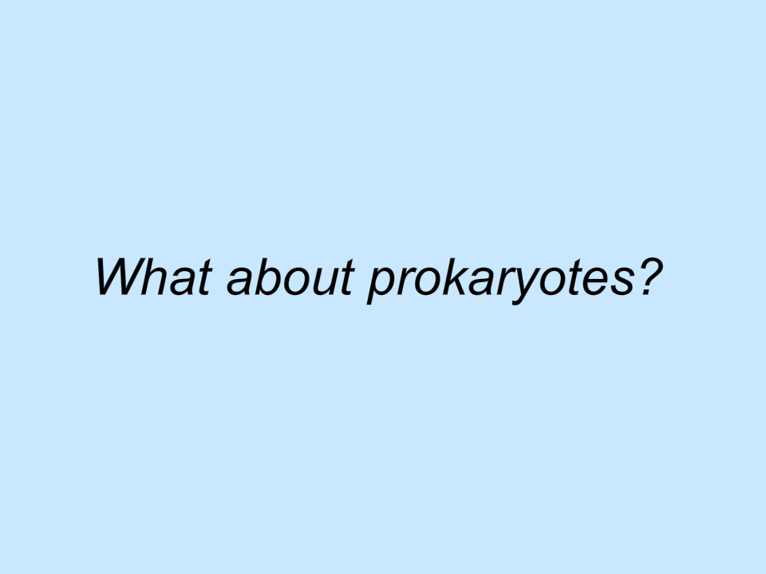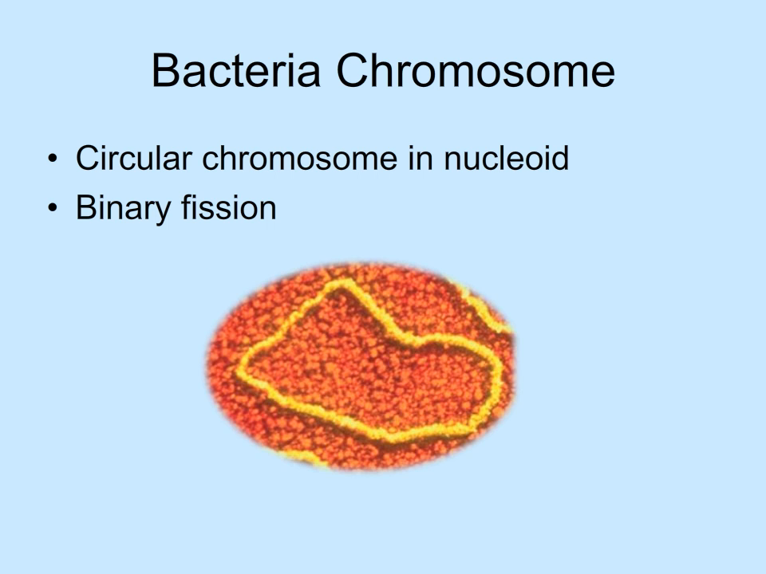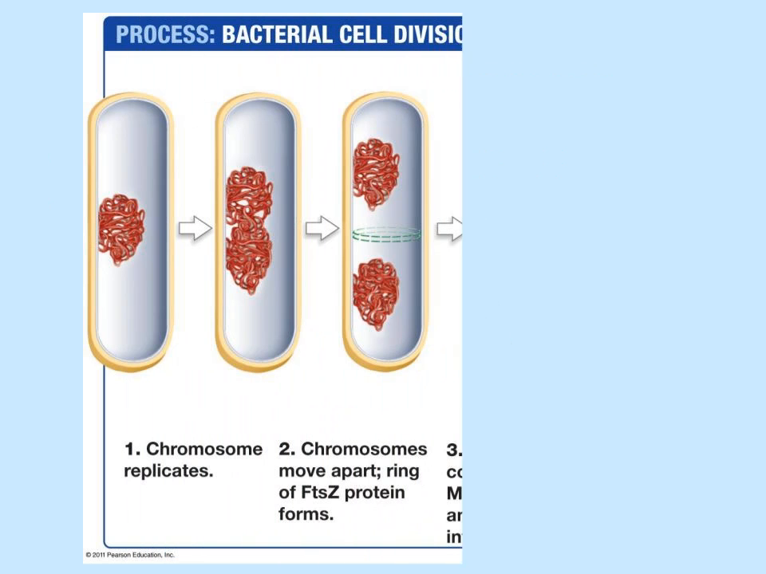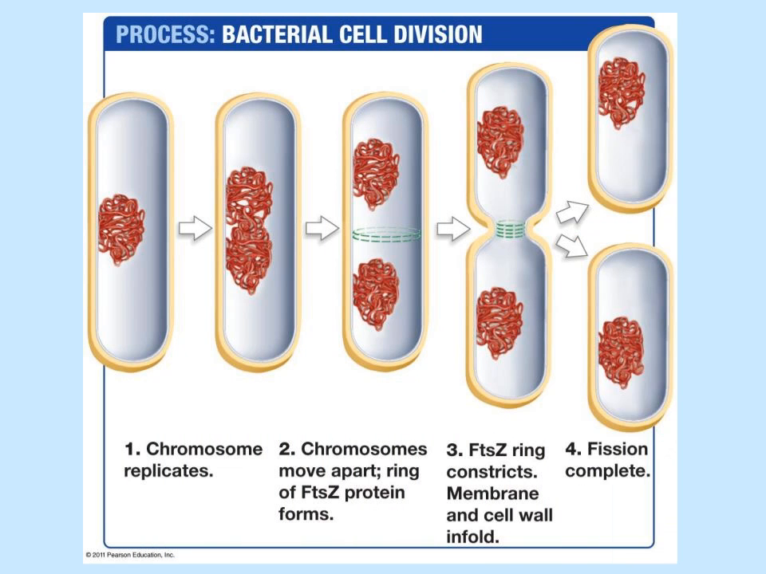But we have not discussed cell division for prokaryotes. If you will remember, bacteria have circular chromosomes, and they do not have a membrane-bound nucleus, but do have a region where the chromosome is found called the nucleoid. Bacteria divide by binary fission. So in bacteria, the circular chromosome replicates and moves towards either pole of the cell. Then a ring of protein called FtsZ contracts to split the cell in two.